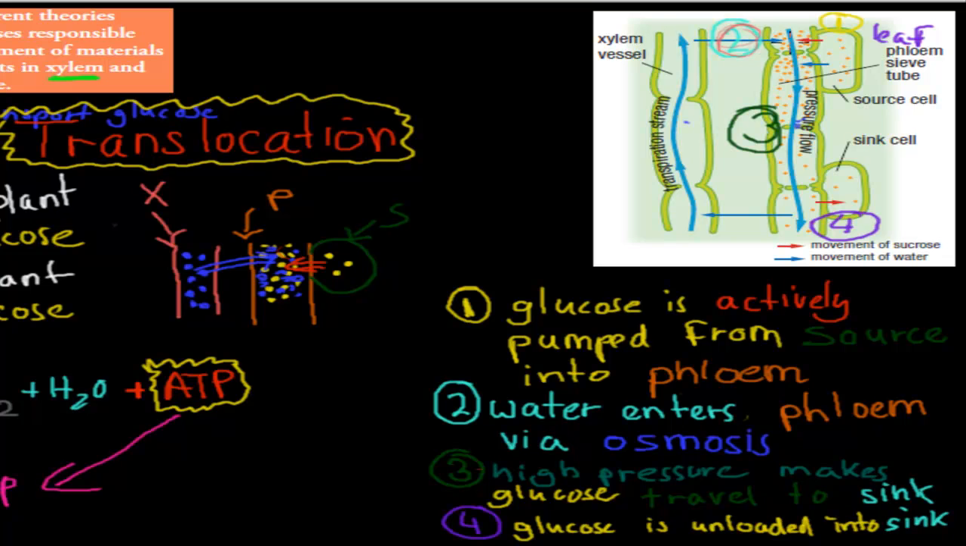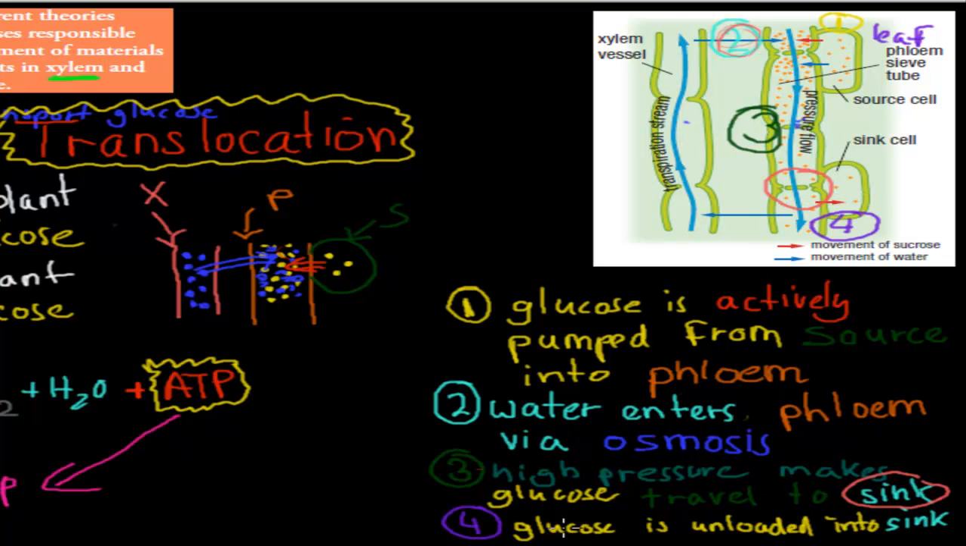So if you look at this diagram again, you have high pressure here, and it's going to flow all the way down to a low pressure area. And a low pressure area happens to usually be this area here, the area where we have sink cells. So high pressure makes glucose travel to sink cells. So now it's traveled from our leaf all the way to a stem and to a root. And good thing is now we can actually actively pump all that.